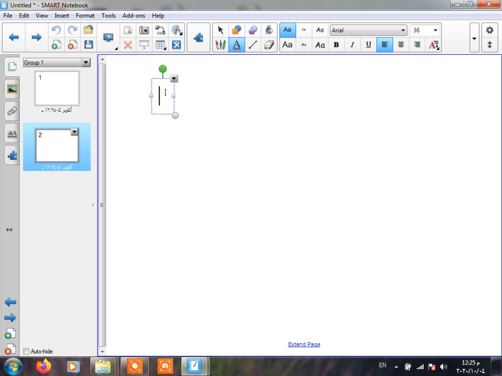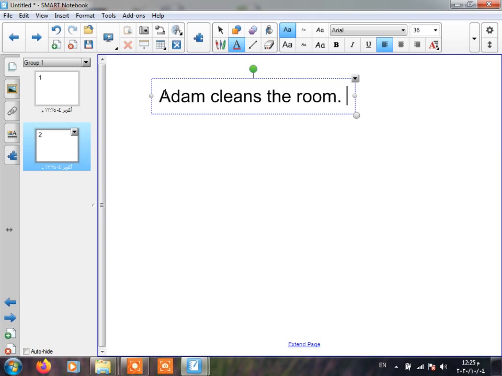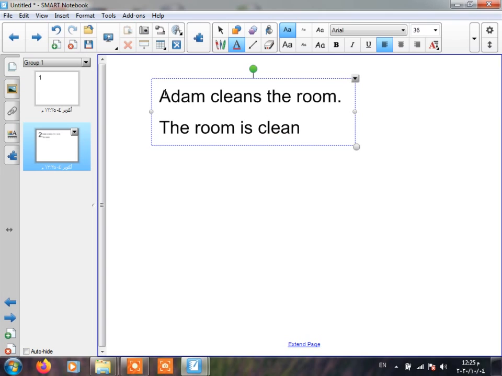Adam cleans the room. As I said, Adam is the subject, cleans is the verb, the room is the object. So I have to start with the object: the room. Since this sentence is in the present simple, I have to put either am, is or are after the object. So the room is cleaned, and after putting am, is or are, I have to put the verb in the past participle. So the room is cleaned by Adam. And that's passive voice.